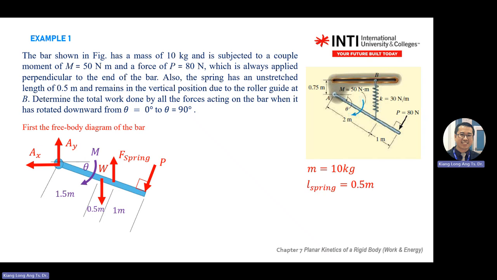Any question so far? Any question? It is going this way, yes, horizontal, but you mentioned P is always perpendicular to the end of the bar, yes. You are not interested in X and Y work, you're more interested in the distance traveled by P, from start to end.